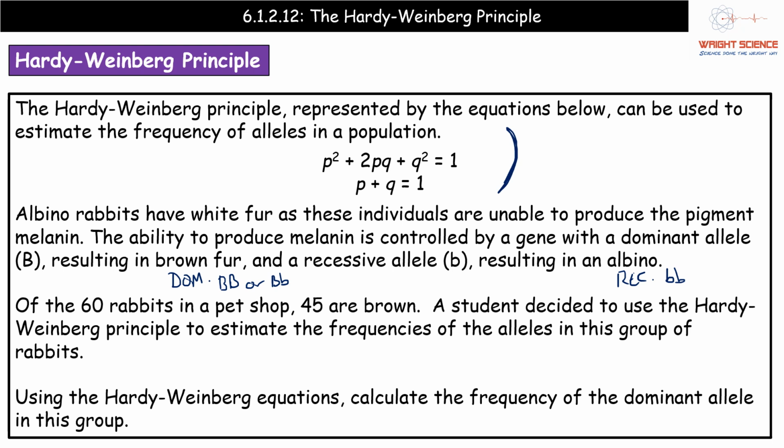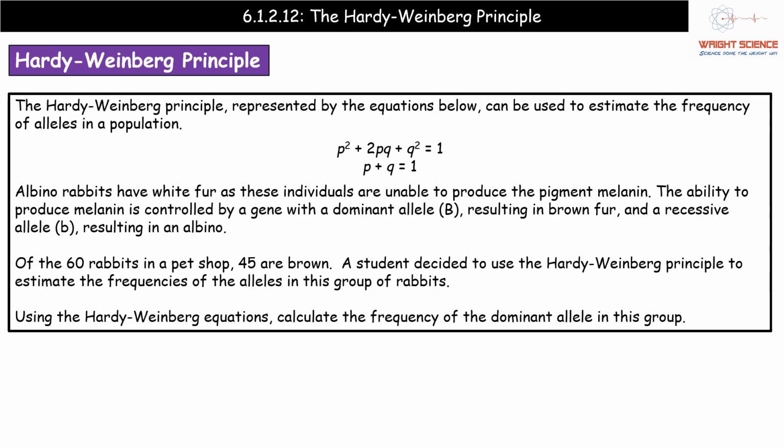The next bit of our question tells us that of the 60 rabbits that we have in a pet shop, 45 are brown. A student decided to use Hardy-Weinberg to estimate frequencies of the alleles in this group of rabbits. We need to use Hardy-Weinberg to calculate the frequency of the dominant allele in the group. That is what we are going to be doing. Now, I'm going to make it a little bit smaller so I've got some space to do some writing at the bottom here. Remember what we said: albino is our recessive. So in order to be albino, they are going to have to be homozygous recessive.